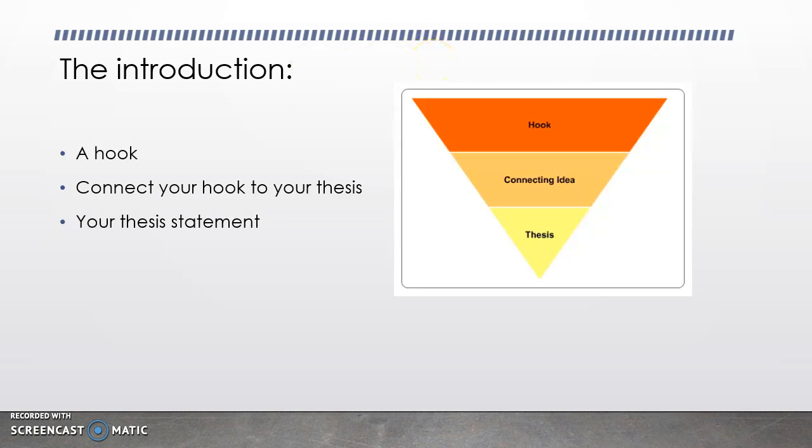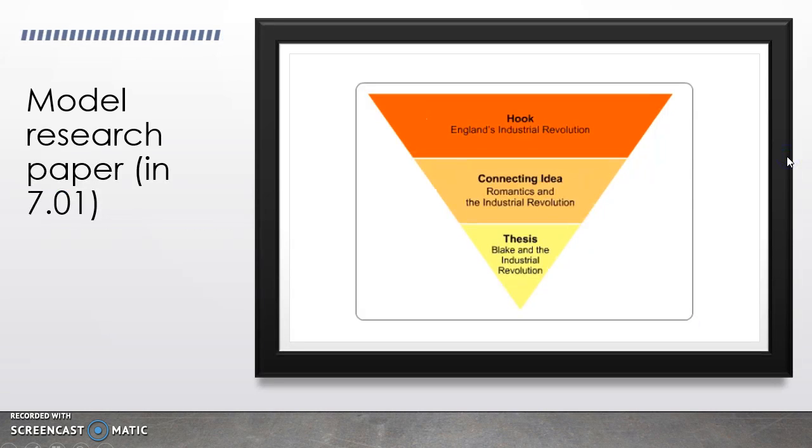And then your connecting ideas are going to connect your hook to your thesis so that they go together. Okay, we don't want your hook and your thesis to not relate at all. They need to be relational in some sort. So those connecting ideas are going to be those few sentences between your hook and your thesis statement. And this is a model research paper. This is their introduction. So if you want to see the model research paper in its entirety, go to 7.01. You can download and read that. And that might be a good basis for you to see the organization that I will be looking for.